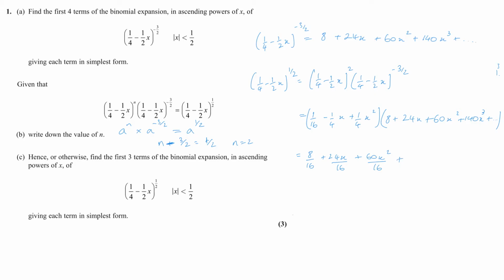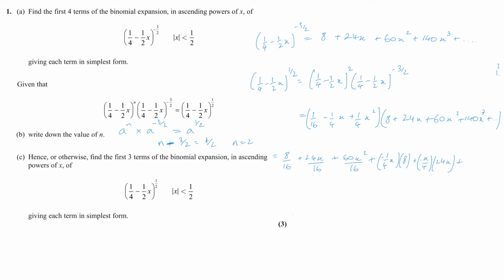Plus, now I'm going to multiply the minus a quarter x by everything. So minus a quarter x by 8, minus a quarter x by 24x, and then minus a quarter x times the 60x squared will give me an x cubed term, which is the 4th term in the sequence, so that I don't need.